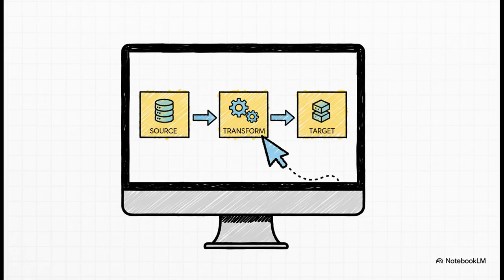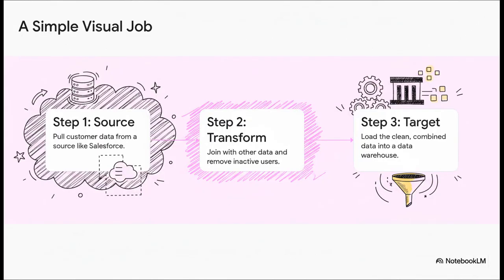And this is awesome. It's a visual drag-and-drop canvas where you can literally draw your data pipelines. No, seriously, you draw them instead of coding them from scratch. Let me walk you through a super simple example. See here? You start with a source block. Let's say that's your customer data from Salesforce. Then you just drag a line to a transform block. Maybe in this step you join that data with recent orders and filter out anyone who's inactive. And finally, you drag one more line to your target, loading that nice, clean, combined data into your data warehouse. See? It's all just connecting the dots with these clear, visual blocks.